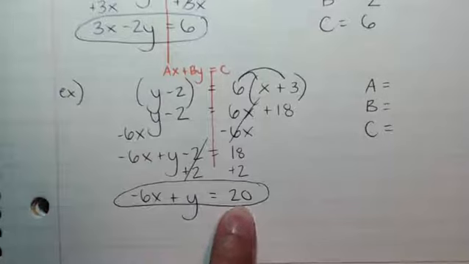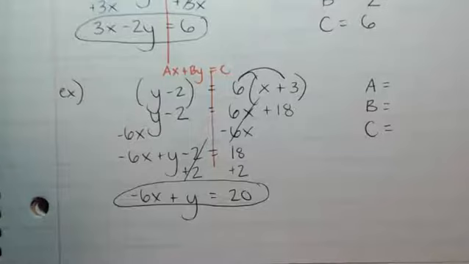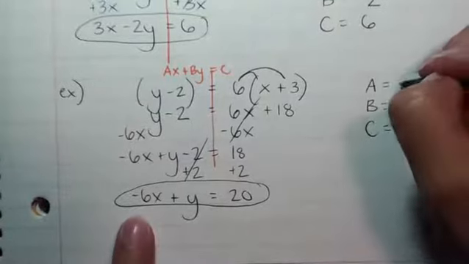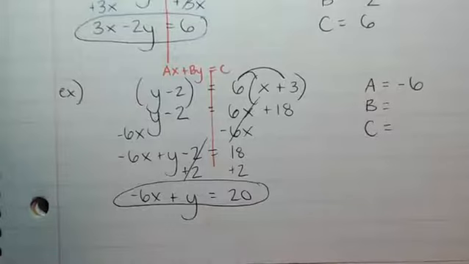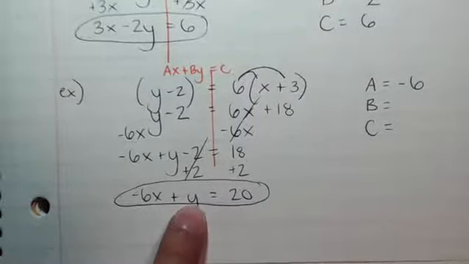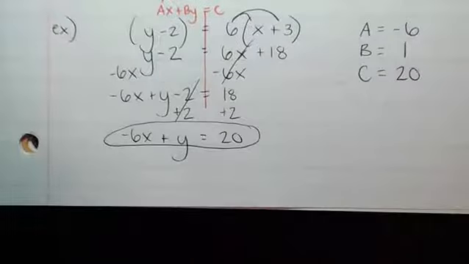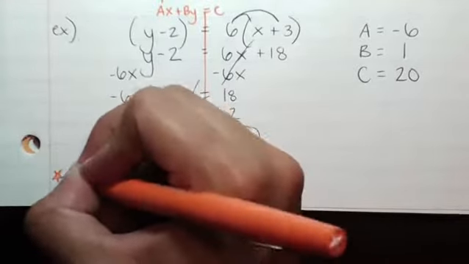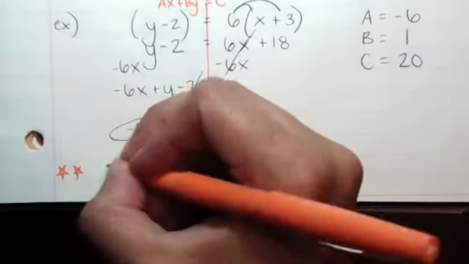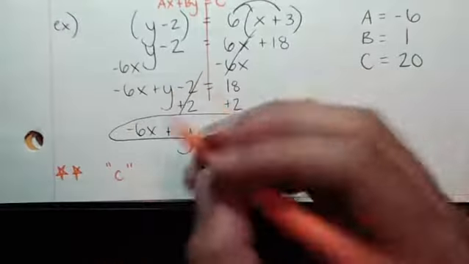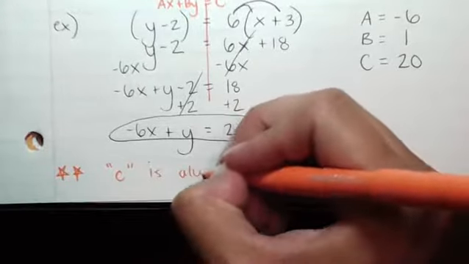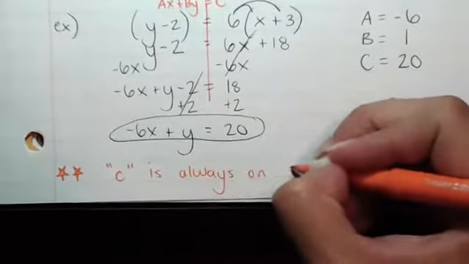So identifying your a, b, and c now, what's the a? A is negative 6. What's the b? Even though it's not written there, we know that there's one y there, so positive 1 would be the b, and c is 20. So one thing that you have to remember when we're converting any formula to standard form, put a double star here, is that the c, which is our constant, is always on the right side of our equation.